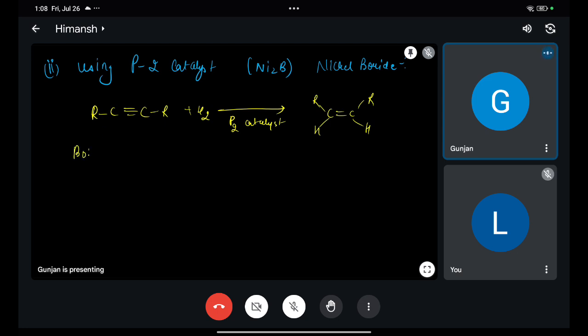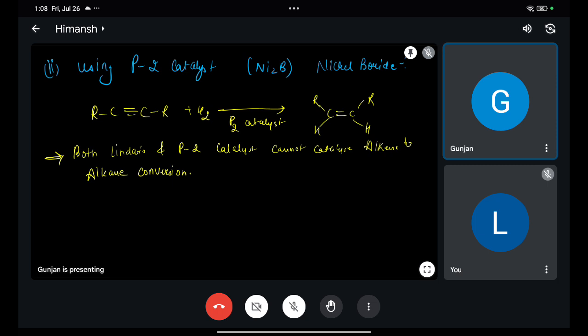Okay. So both Lindlar's catalyst and the P2 catalyst cannot catalyze alkene to alkane conversion. Got it? Both of them are unable to do this. Okay or no? Yes, ma'am. Okay, ma'am.